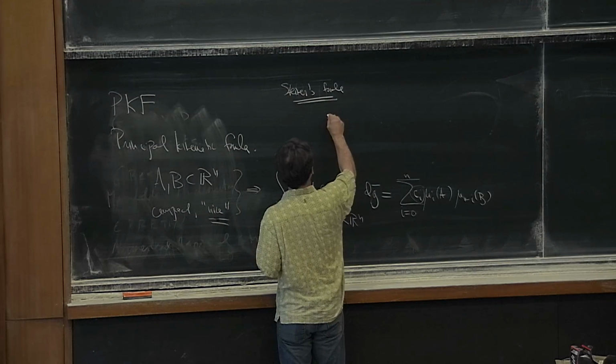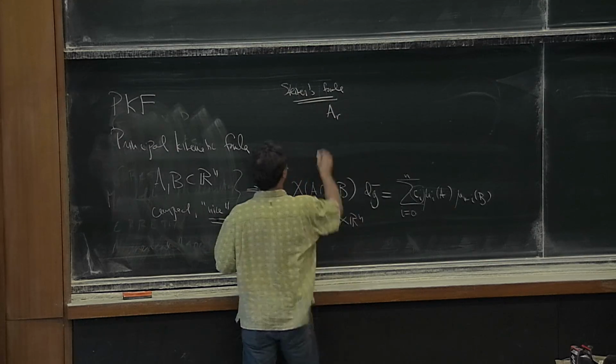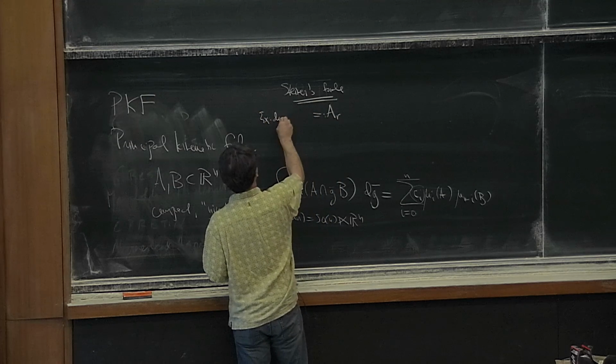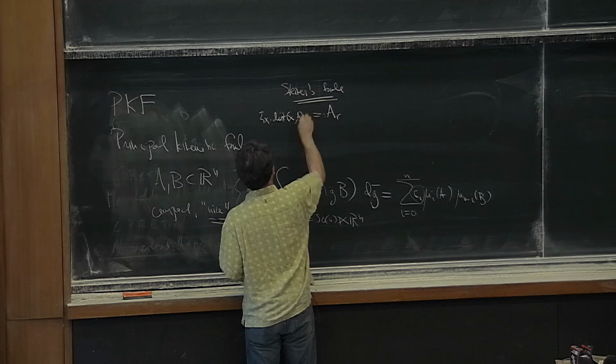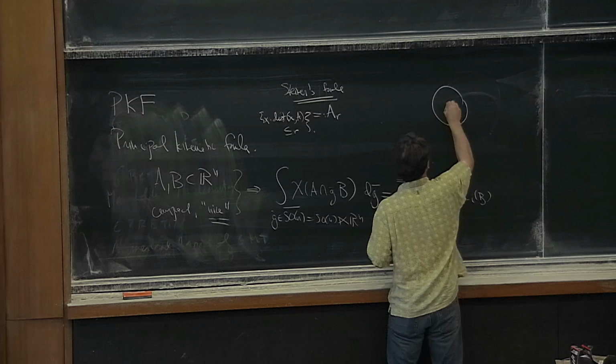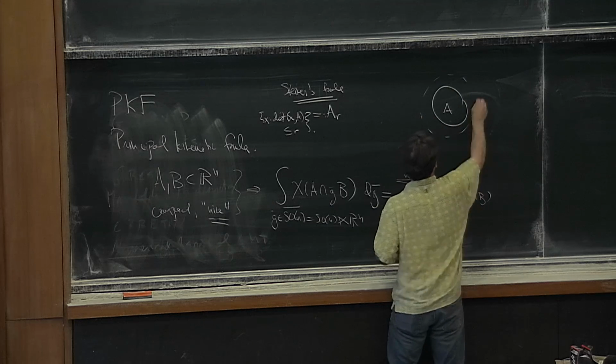If we take A_r, which I define to be the set of all points where the distance from A is no greater than r. Here's some body, let's say it's convex. Here's A_r out here.